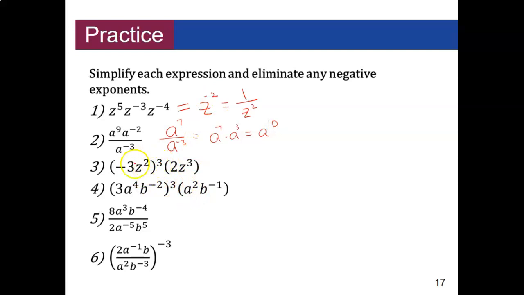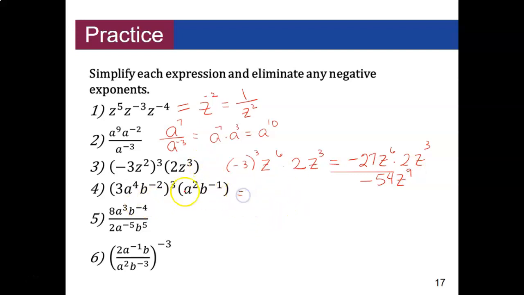Okay, on the next one, we'll distribute the 3 through. So we're going to have negative 3 to the 3rd times z to the 6th. And then here we're going to have 2z to the 3rd. Okay, negative 3 cubed will be a negative 27. Z to the 6th times 2z to the 3rd. So negative 27 times 2 will be negative 54, and then z to the 9th.